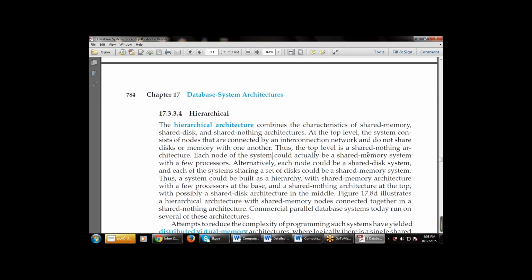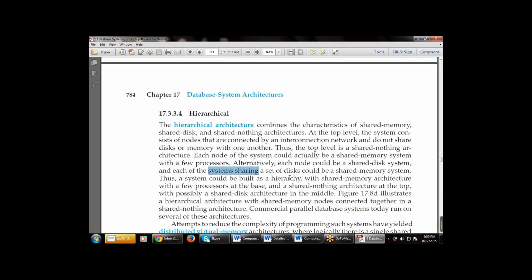Therefore, the top level is a shared nothing architecture, and each node of the system could actually be a shared memory system with a few processors. Alternatively, each node could be a shared disk system, and each of the systems sharing a set of disks could be a shared memory system. Therefore, a system could be built as a hierarchy with multiple levels: shared nothing, shared disk, and shared memory.